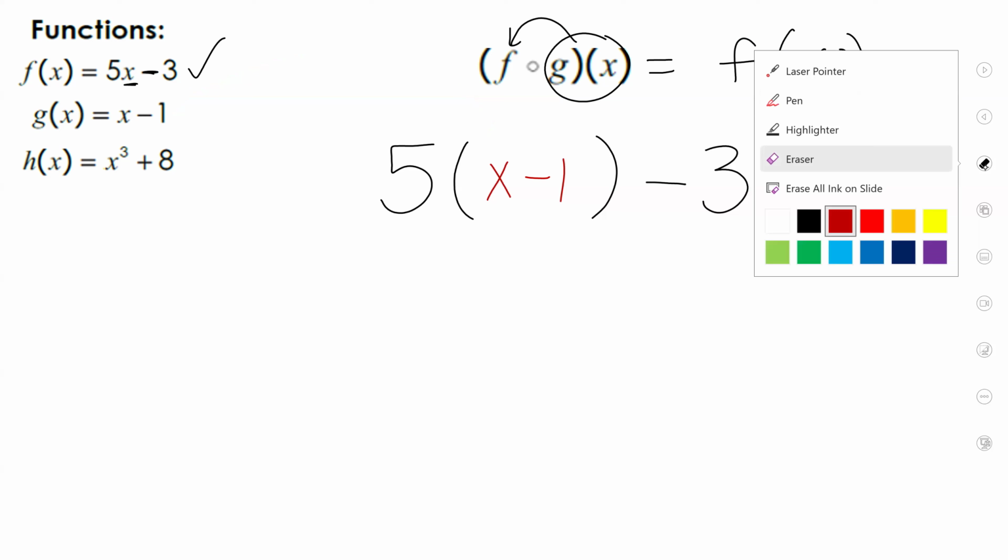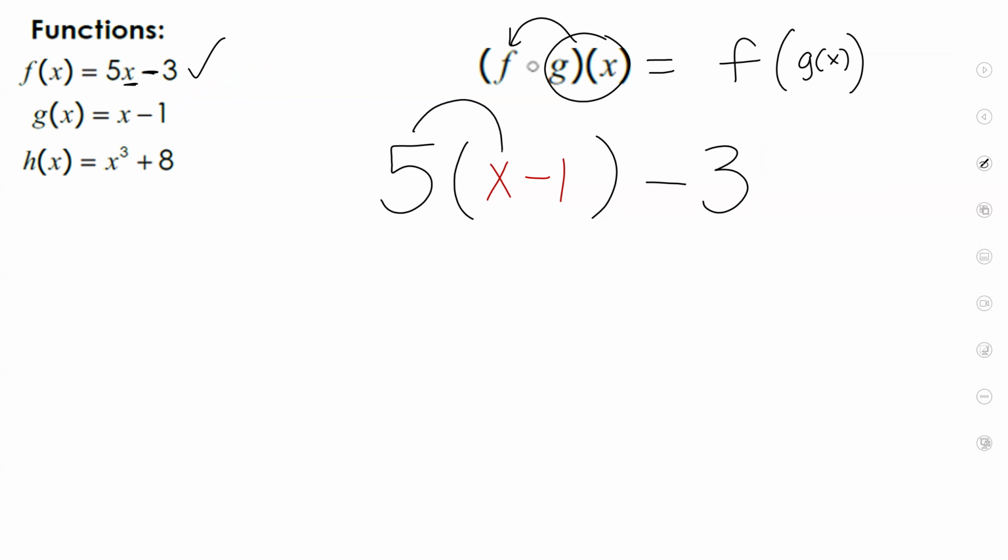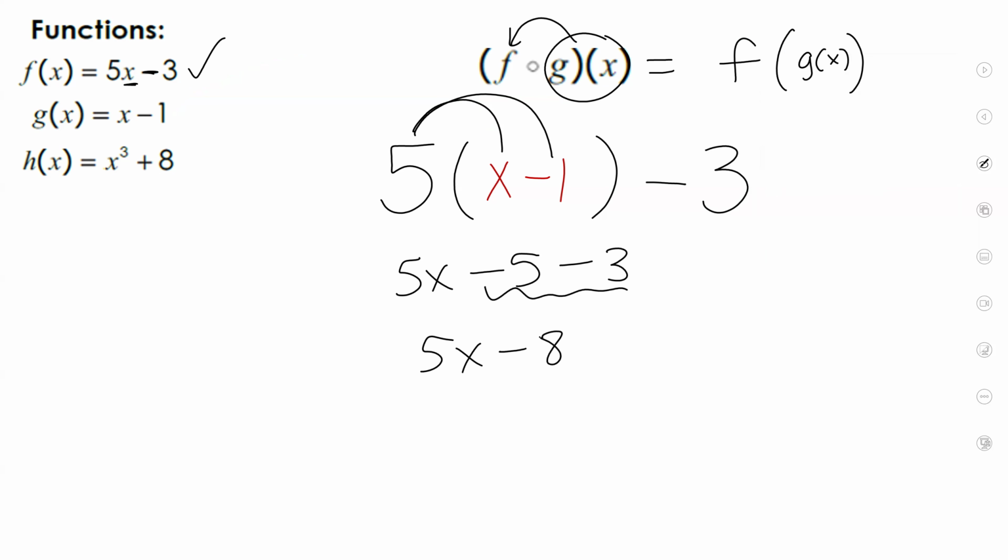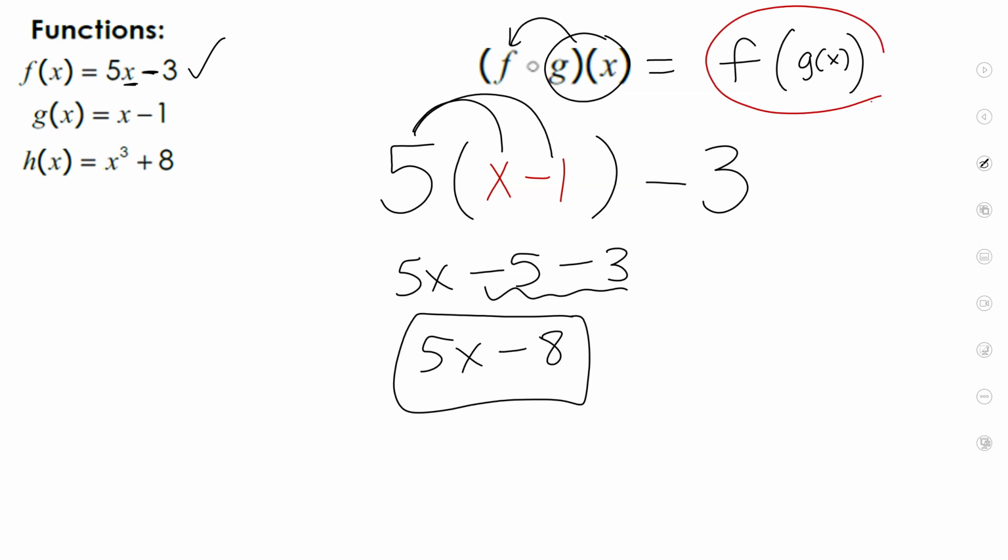Okay, now let's simplify this. 5 times x is 5x. 5 times negative 1 is negative 5. Minus 3. This becomes 5x minus 8. That is your composition. You will see it notated as this, and you'll see it written like this. Let's do another example.